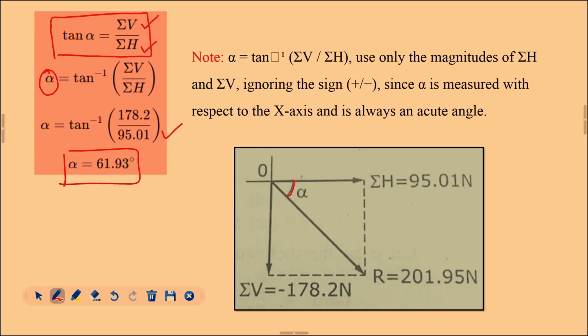Now here the sign plays a vital role. Please note down clearly: use only the magnitudes of summation of H and summation of V, ignoring the sign, because as I told you earlier, the angle is measured with respect to the x-axis and is always an acute angle. So we don't want to bother about the sign here; only the values you substitute, and you will get the alpha value, that is 61.93. So now we found all three magnitudes with respect to direction.